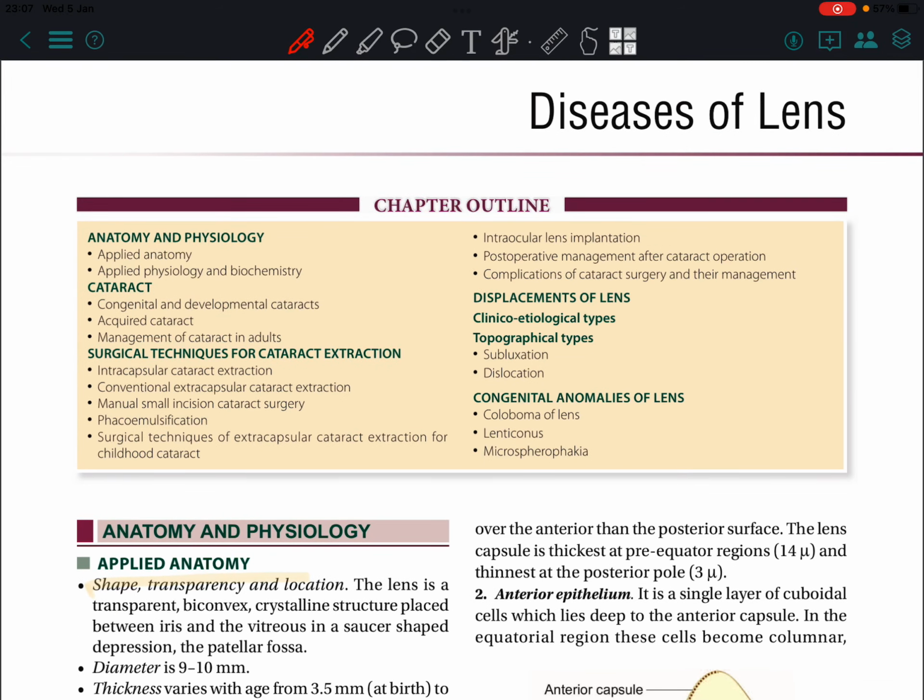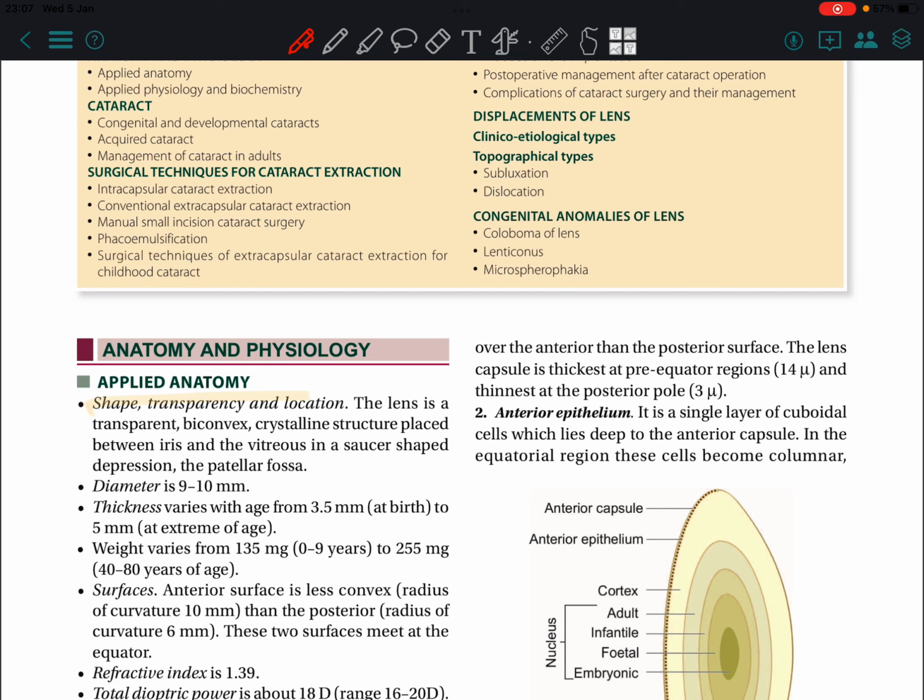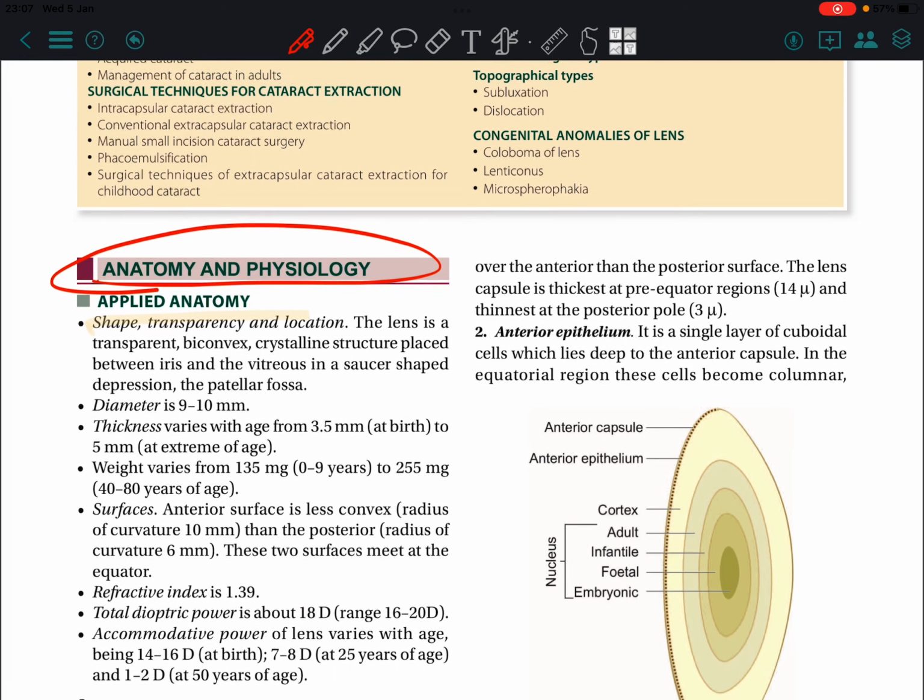Diseases of lens. Today let's see the introduction part. Anatomy and physiology. Applied anatomy.